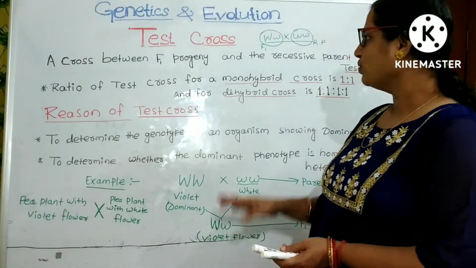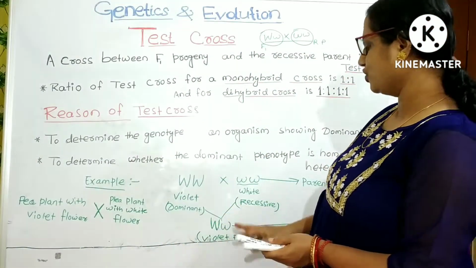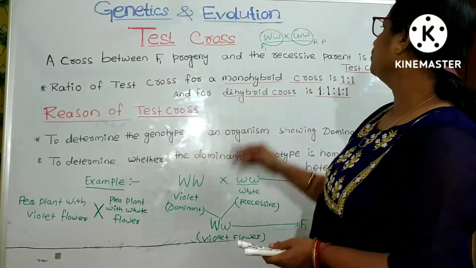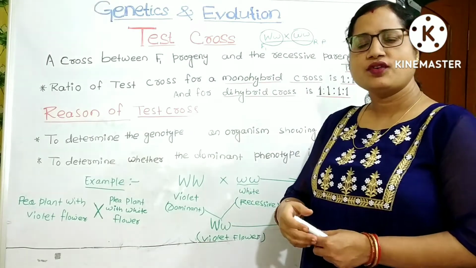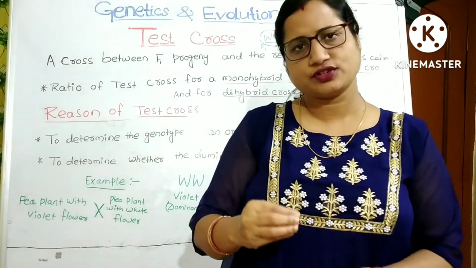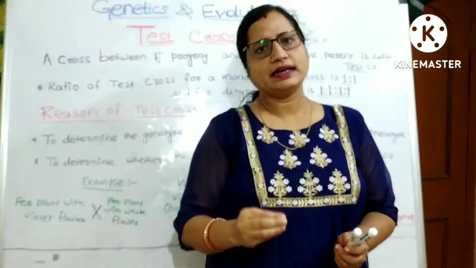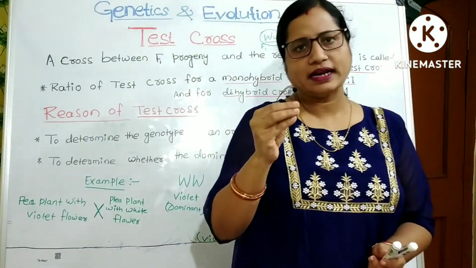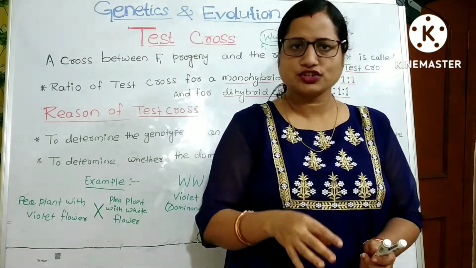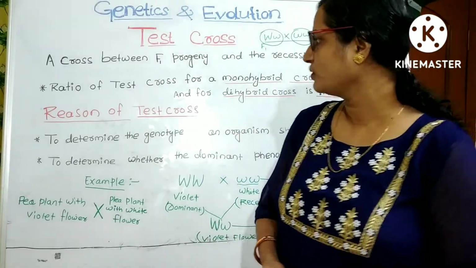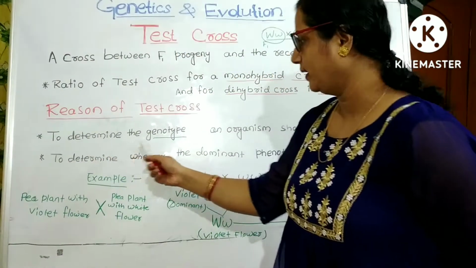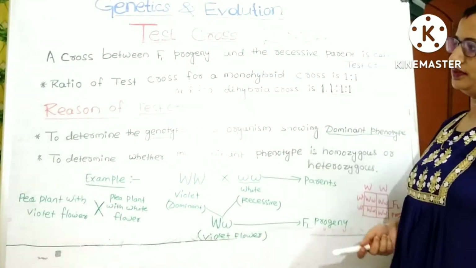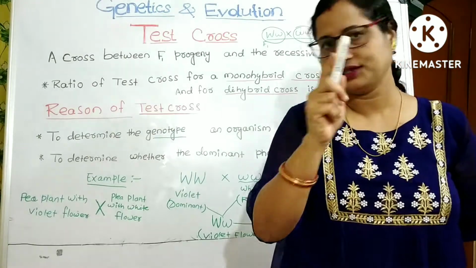So, instead of self-crossing, why did Mendel cross the F1 progeny to its recessive parent? What is the reason for test cross? Why did Mendel devise the test cross process? Let's see. To determine the genotype of an organism showing a dominant phenotype, Mendel devised the test cross.